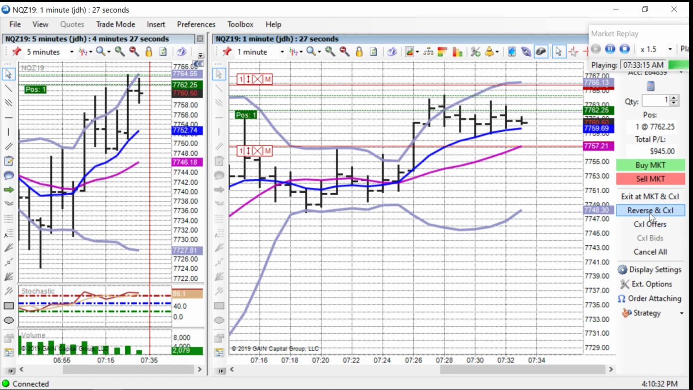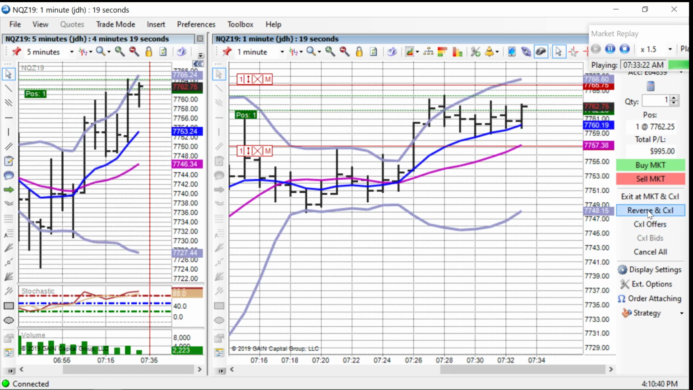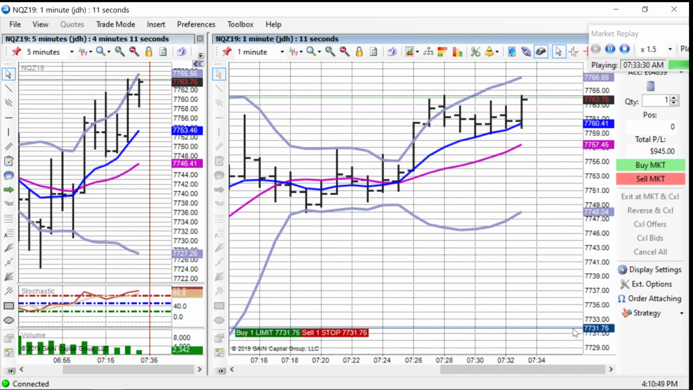One nice feature is it has a reverse button, but I try to use that sparingly unless I get into a really bad situation, but you don't want to use this a whole lot. Okay. I'll just get out of that one.